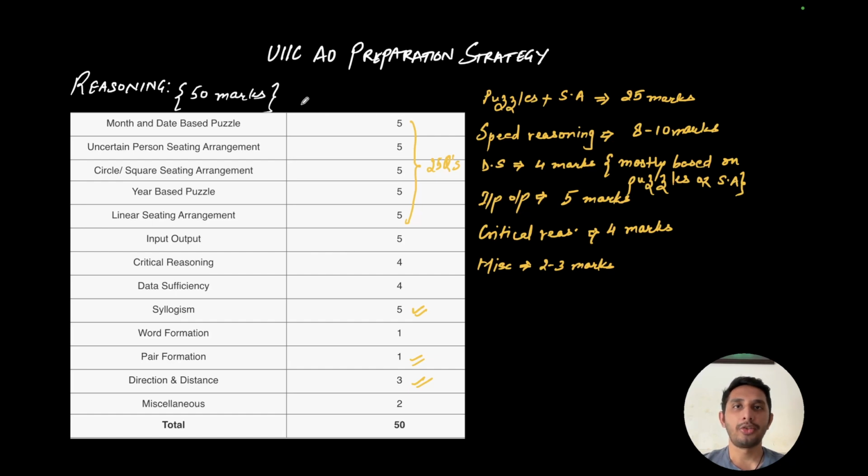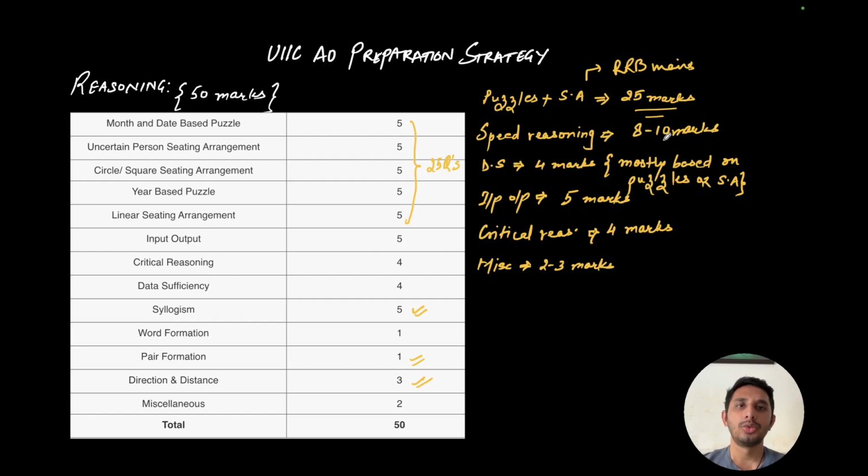So reasoning is of 50 marks. In reasoning, mostly puzzles and sitting arrangement will be more than 50, I think around 50%, 55% will be puzzles and sitting arrangement. All right, so 25 to 30 marks will be puzzles, sitting arrangement of different types. You'll have to solve it. The level won't be IBPS PO mains or SBI PO mains level. It will be a bit easier. You can say maybe RRB mains level, PO or clerk mains level.